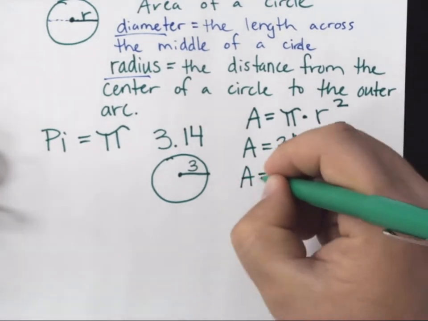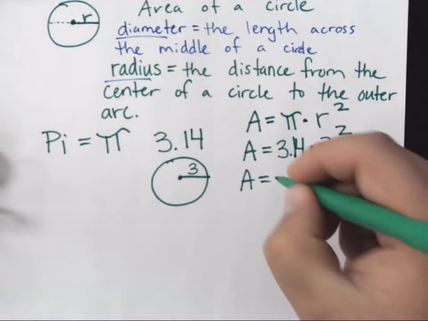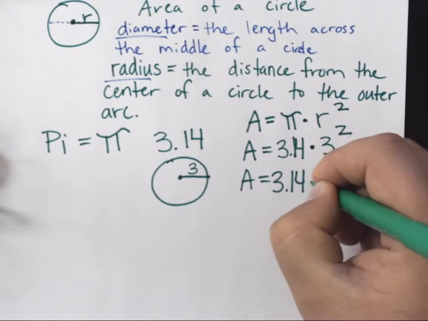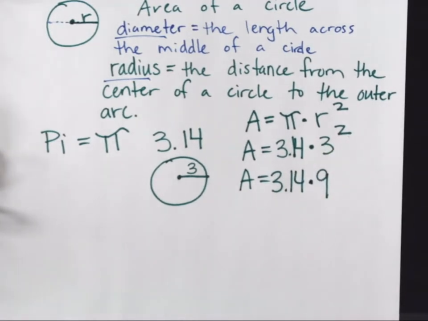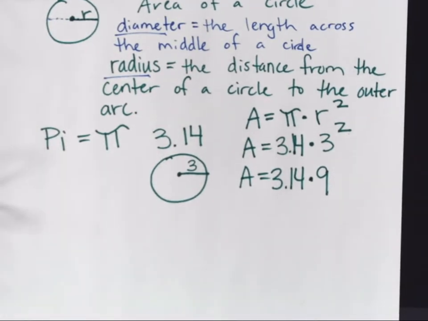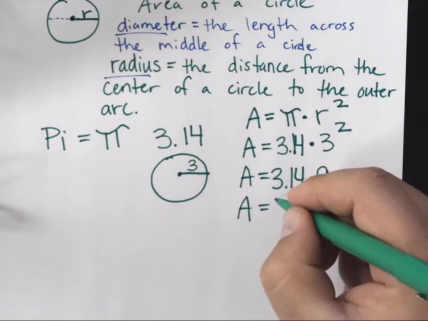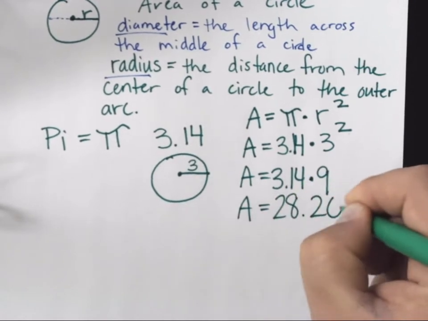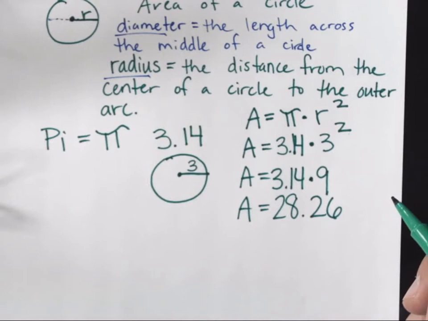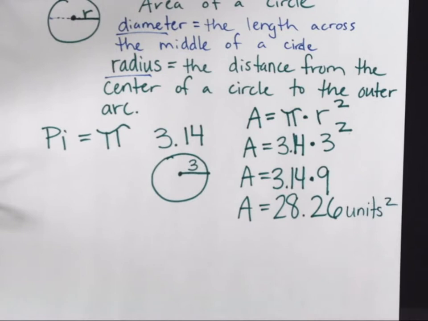Okay, so if I simplify that, order of operations tells me to do the exponents first. So 3 squared is 9. Okay, so 3.14 times 9 will give me the area of the circle. And all you have to do is just type that into a calculator. Okay, so 3.14 times 9 gives us 28.26. So area equals 28.26, and it's still no different than all of our other area formulas. This would be units squared because we're talking about area of a two-dimensional shape.